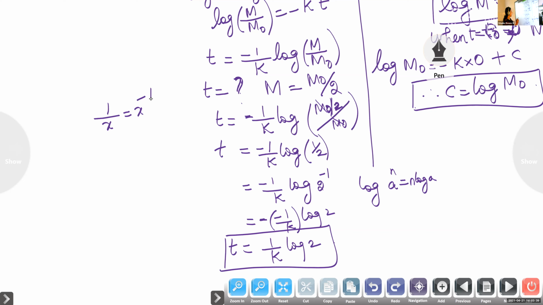Is it okay, Shubham? Now, suppose we have log a raised to minus 1. We can write this as minus log a. That power we can move to the front. Here power is minus 1, so we take that minus 1 to the front. So minus 1 into minus 1 by k log 2. Minus of minus will become positive. So time will be 1 by k log 2. Is it okay, Shubham? Yes, ma'am. What about Femina? Okay? Yes, ma'am.